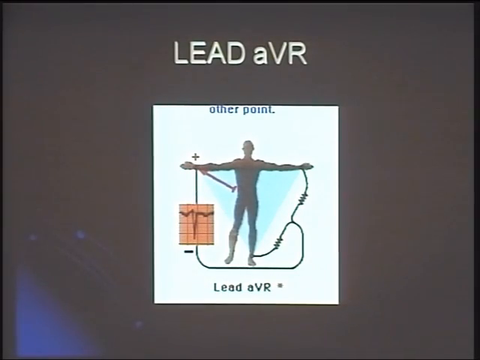So when you have VR only, all the three limbs connect to the negative pole. When you say AVR, you are disconnecting the right upper limb from the negative pole. So as you can see here, the positive pole is connected to the right upper limb, whereas the electrodes coming from the left upper limb and the left foot are connected to the negative pole. The right upper limb is disconnected from the negative pole.